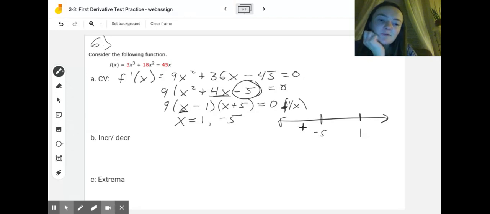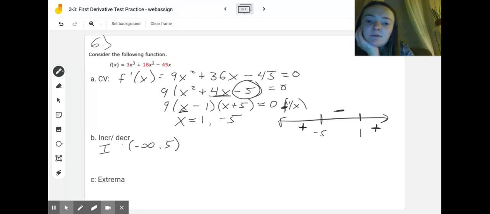If I plug in a number between -5 and 1, like 0, 0 minus 1 is -1. 0 plus 5 is +5. A negative times a positive is a negative. And if I plug in a number that's bigger than 1, like 100, I'm going to get a positive value. And so I know that I am increasing. I'm increasing from -infinity to -5, and I'm increasing from 1 to infinity. For decreasing, I'm decreasing from -5 to 1.